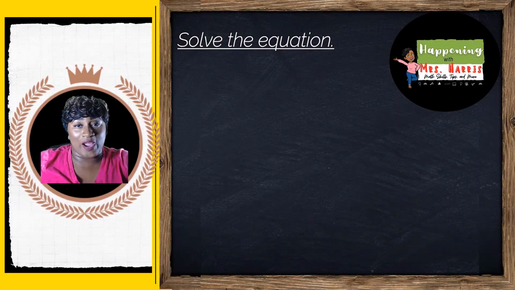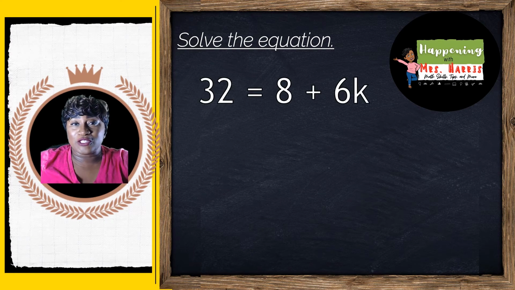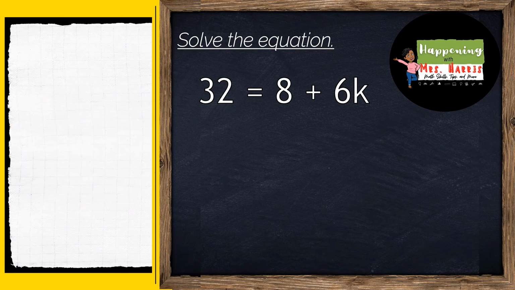Let's solve the equation. 32 equals 8 plus 6k. You think you can get it? Let's go.